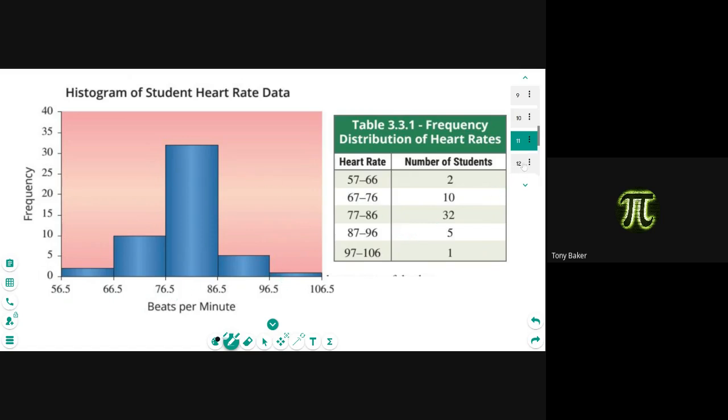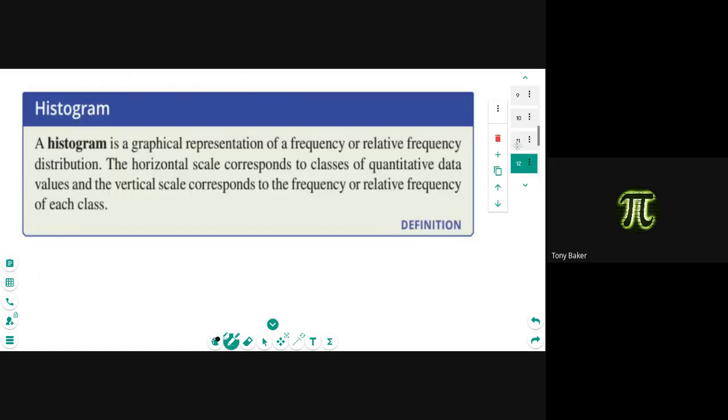All right. So that is a histogram. There's the definition of a histogram for all those that like to write down the definitions. It's exactly what I said. So nothing crazy.